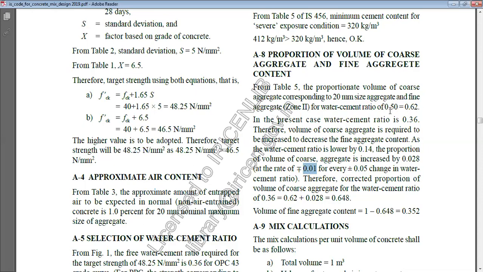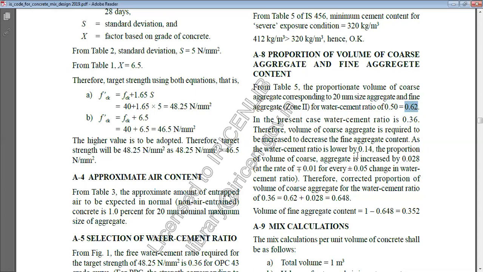If the water cement ratio is 0.45, then this value increases. If the water cement ratio decreases, you need to increase the volume of the aggregate. Here, this one, you need to increase. If the water cement ratio increases, you need to decrease the volume of aggregate. How much increase or decrease? It is 0.01 for every 0.05 change of the water cement ratio.